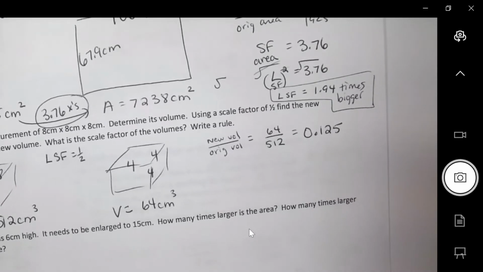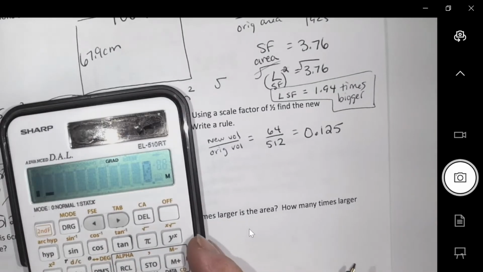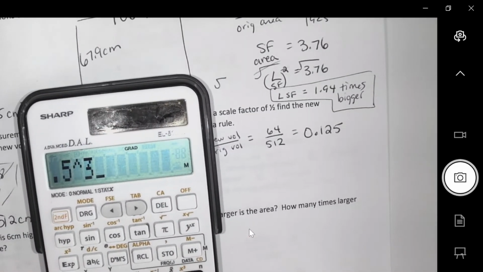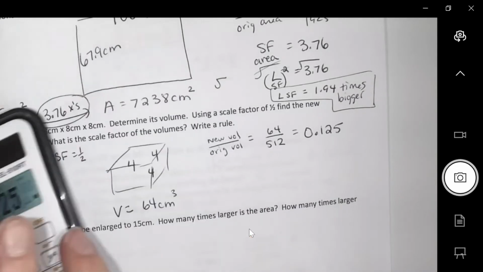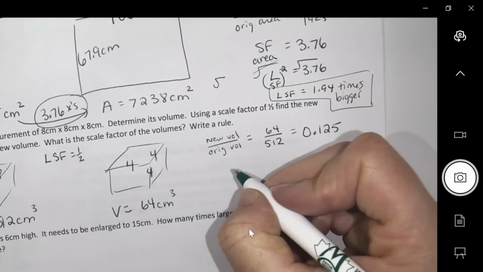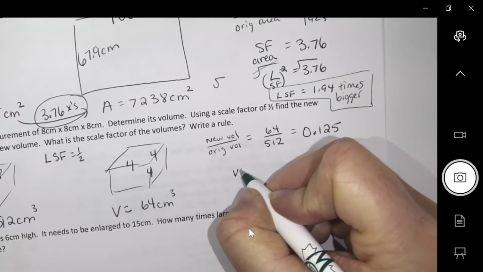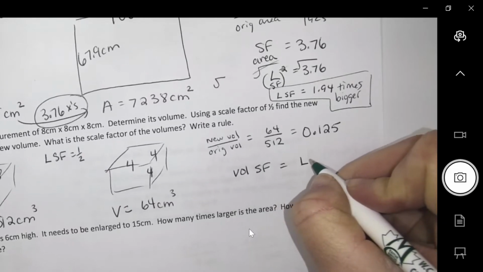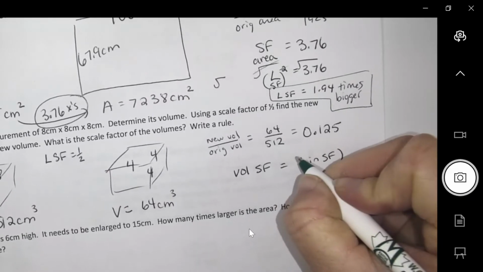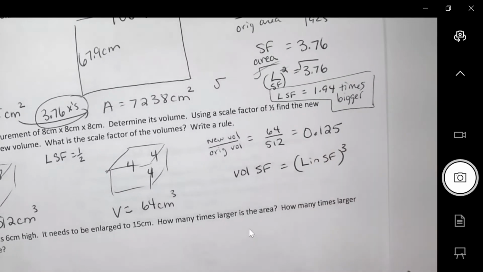So the relationship is cubic, a half cubed. 0.5 cubed is 0.125. So that's where that's coming from. Cubic relationship. Those scale factors are getting cubed now. So let's go. The volume scale factor equals linear scale factor cubed. That's the rule.